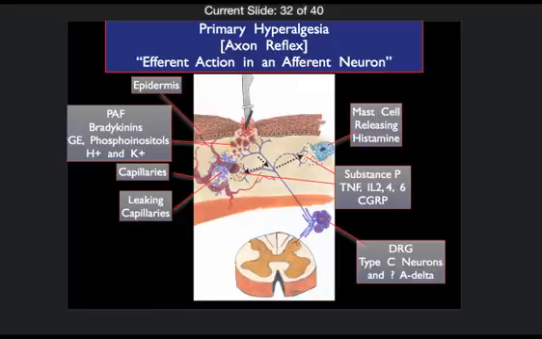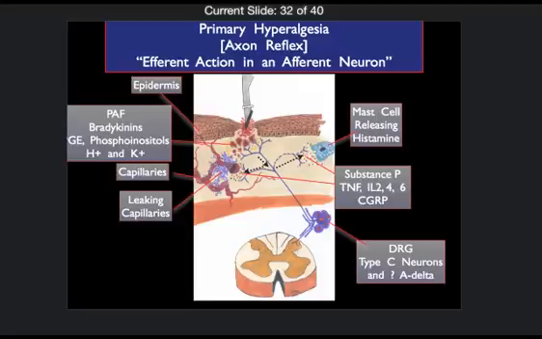Now, primary hyperalgesia is said to be from tissue injury that's basically non-neuronal. In contrast to secondary hyperalgesia, which most of the time has neuronal injury.